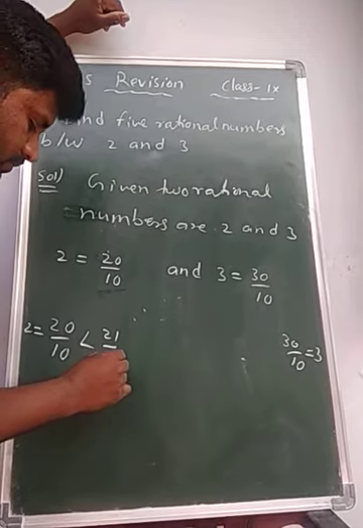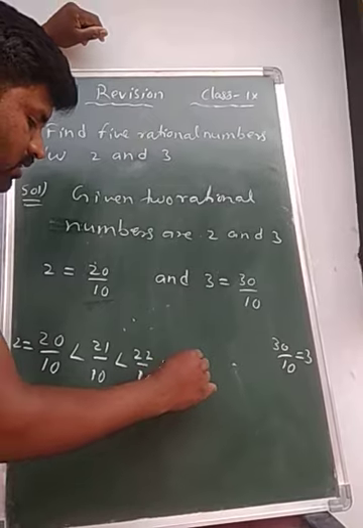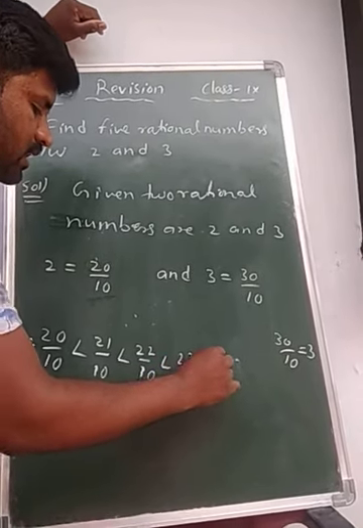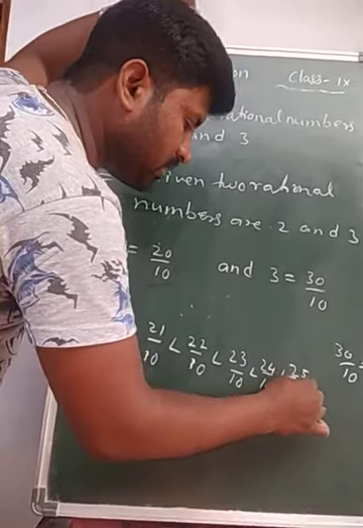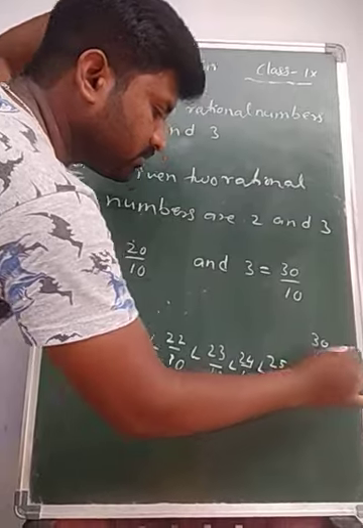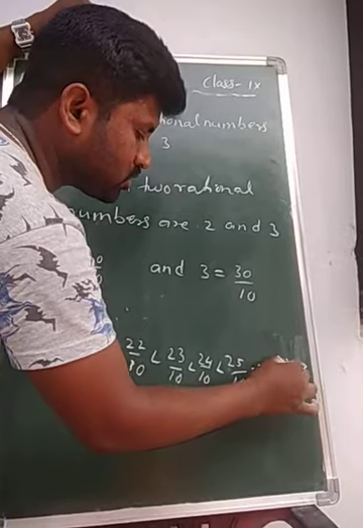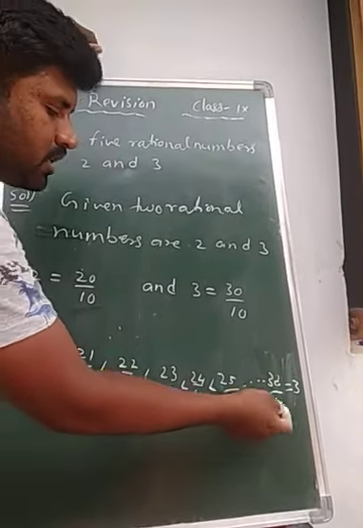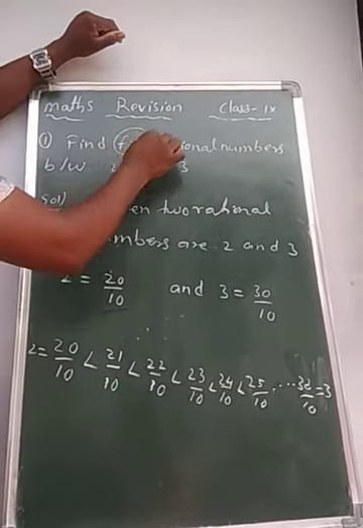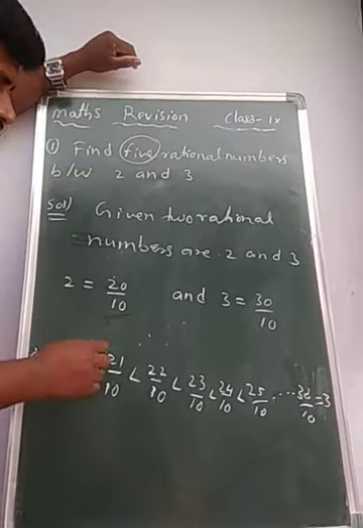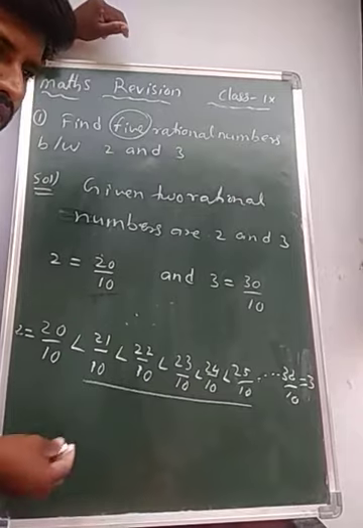21 by 10 less than 22 by 10 less than 23 by 10 less than 24 by 10 less than 25 by 10 and so on. We can write up to 29 by 10. So how many do we require? Only 5 rational numbers in between 2 and 3. Is it clear? So this is one of the solutions.